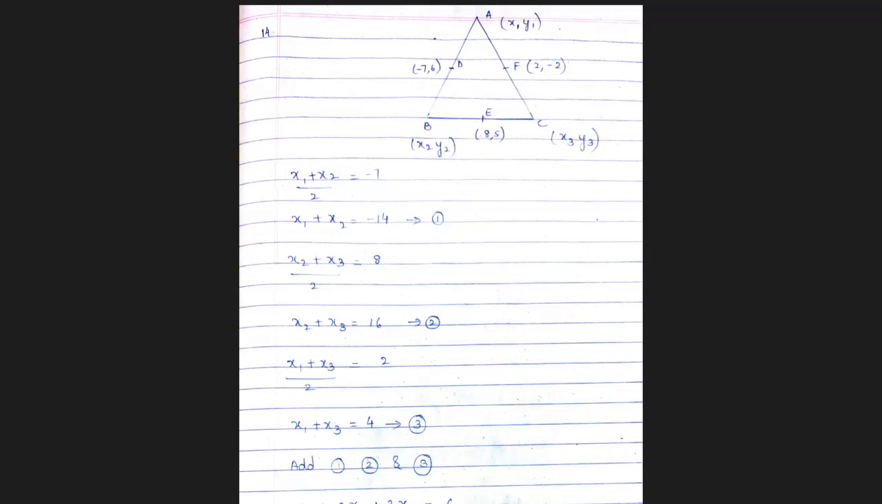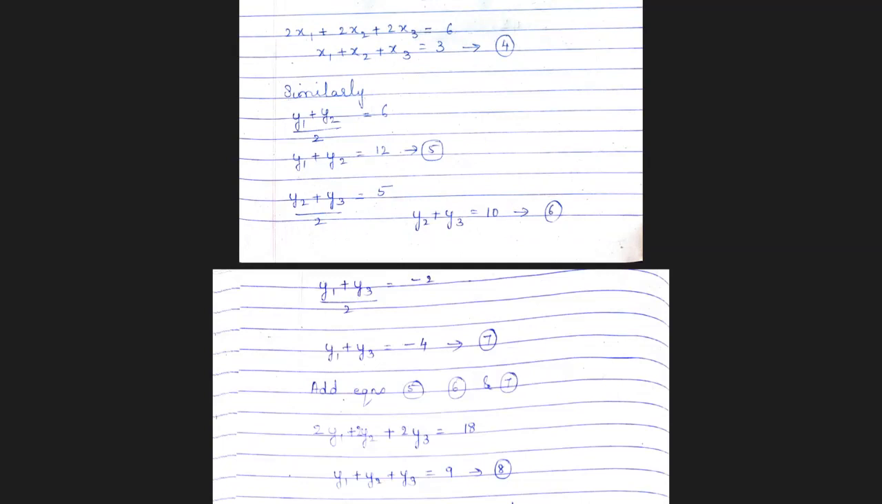Mark it as equation number 1. Same method do for BC, x2 plus x3 by 2. Now that will be equation number 2. Same way you get equation number 3. Add all equations 1, 2 and 3. You get 2x1 plus 2x2 plus 2x3 is 6. Divide throughout by 2, you get x1 plus x2 plus x3 as 3. So call it equation number 4.